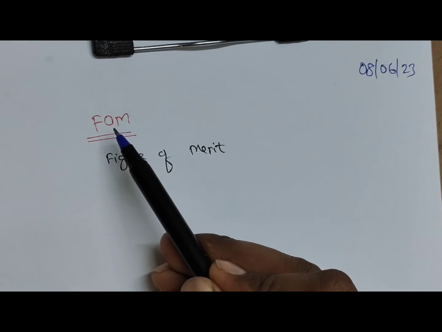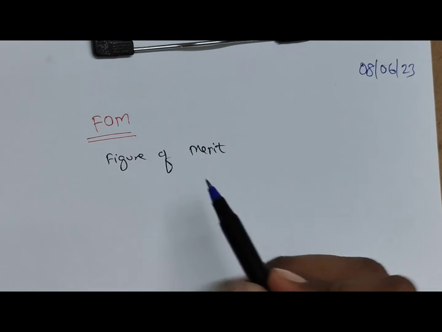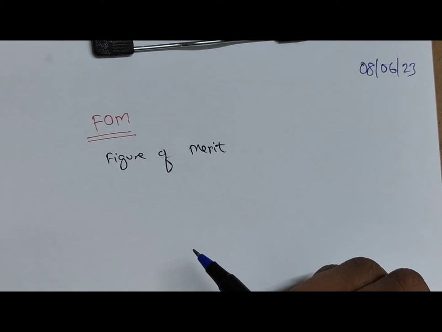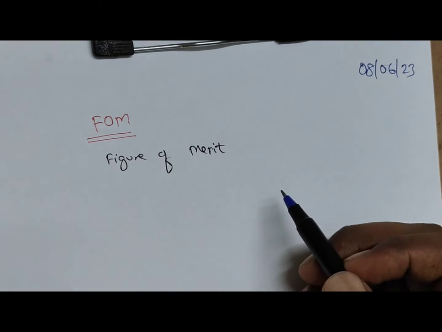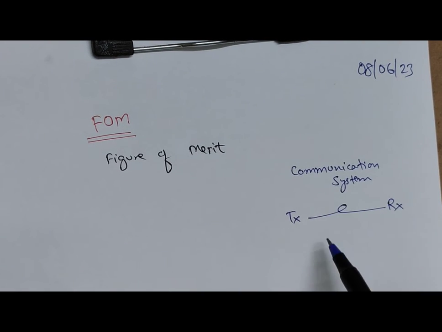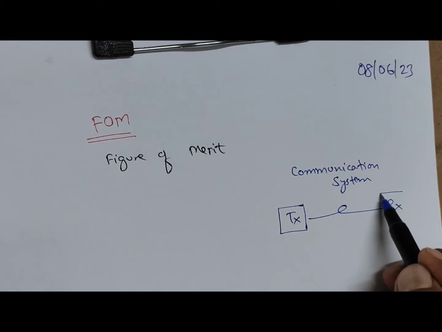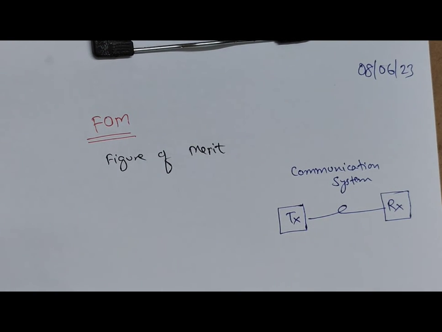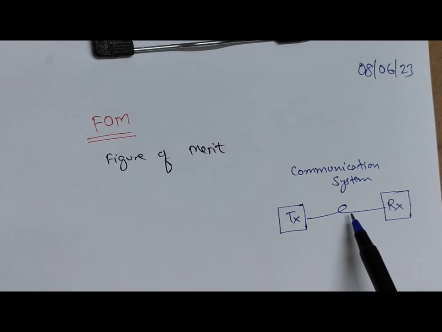The topic of discussion is figure of merit, that is FOM. This figure of merit is a characteristic feature of a receiver in a communication system. So we will see where the receiver lies and what the communication system block diagram is. Here is a communication system which comprises a transmitter block and receiver blocks. Both are series of blocks connected together via a channel. So this is the communication channel, right?